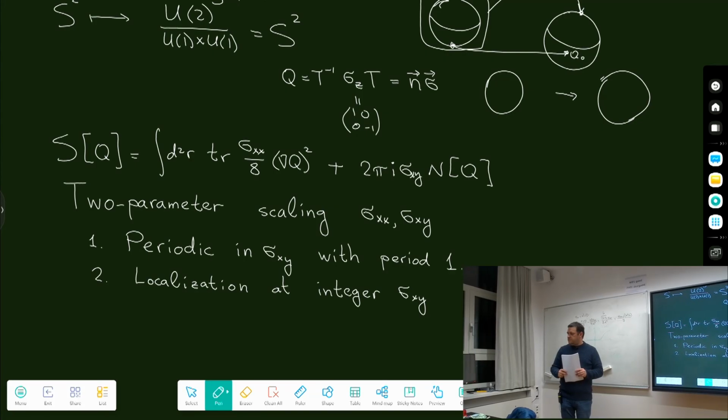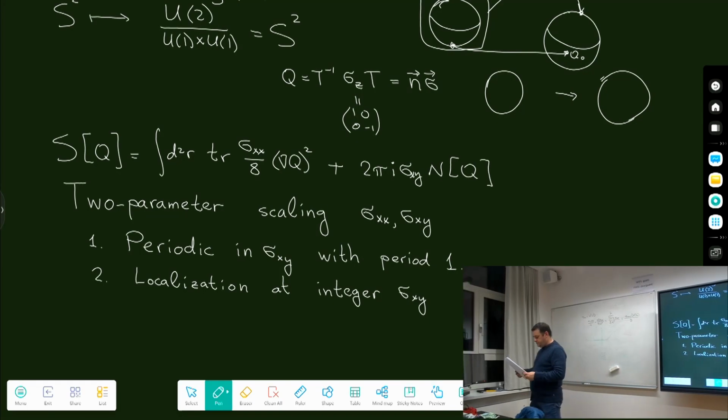Why localization at sigma xy equals 0? Because the system without magnetic field has sigma xy equals 0, and we already studied it, the unitary class, only sigma xx, single parameter scaling, sigma xx flows to 0, localization. And the same should happen at any integer value of sigma xy.